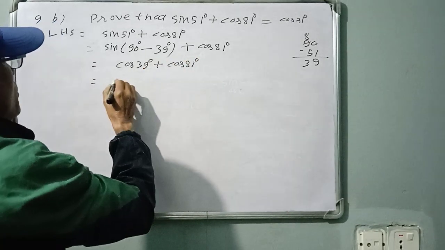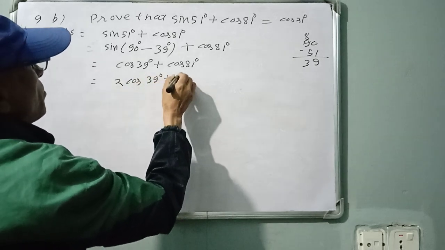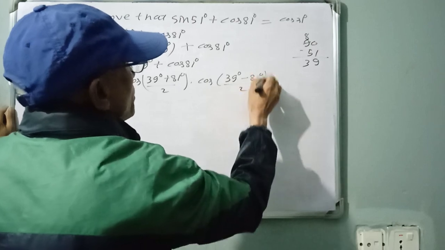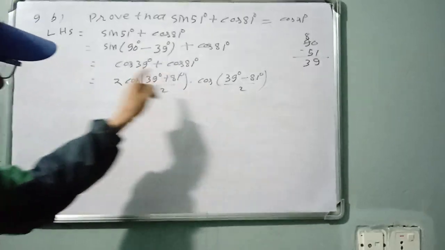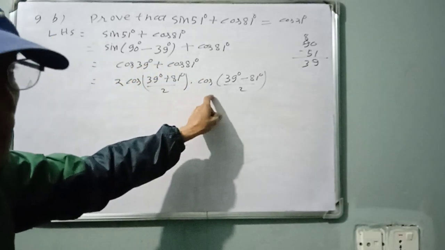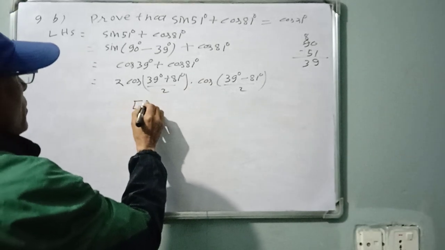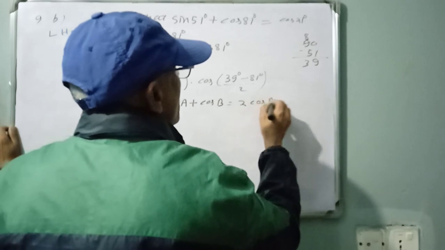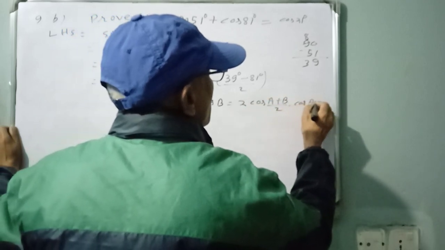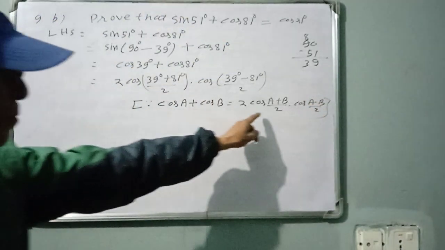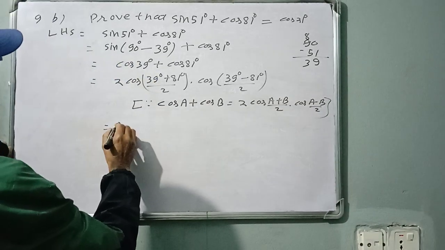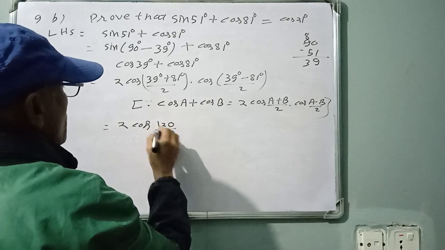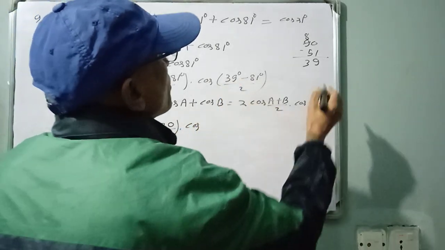Cos A plus cos B is 2 cos (A plus B) by 2 into cos (A minus B) by 2. This is the formula. For the sake of convenience, I am writing it: cos A plus cos B equals 2 cos (A plus B) by 2 into cos (A minus B) by 2. So, 2 cos (39 plus 81) by 2, that is 120 degree by 2, into cos (81 minus 39) by 2.